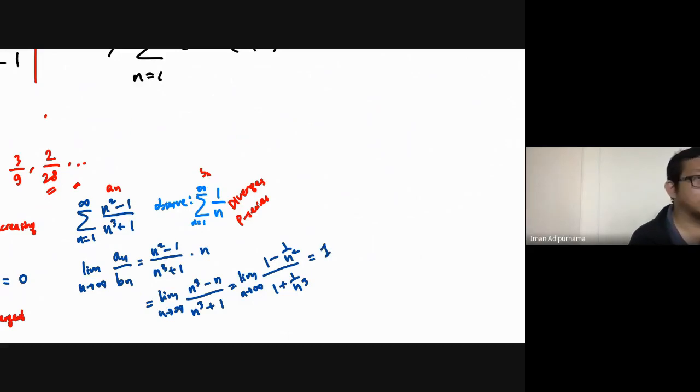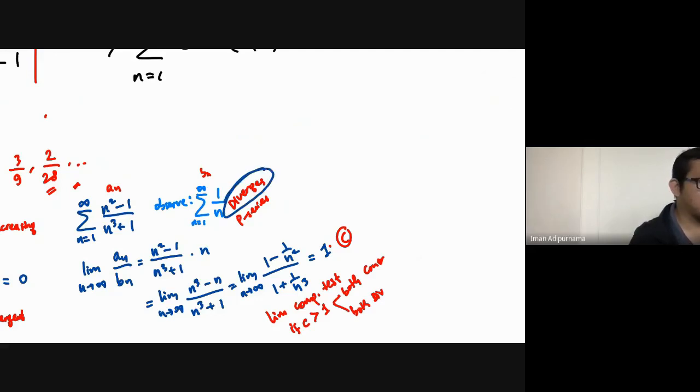It's 1, right? So in the limit comparison test, if C is greater than 1, then we have two possibilities: both converge or both diverge, right? But because 1 over n really diverges, both diverge.